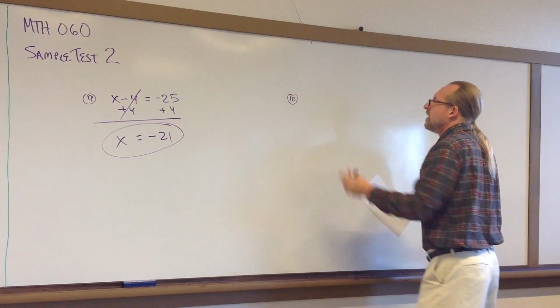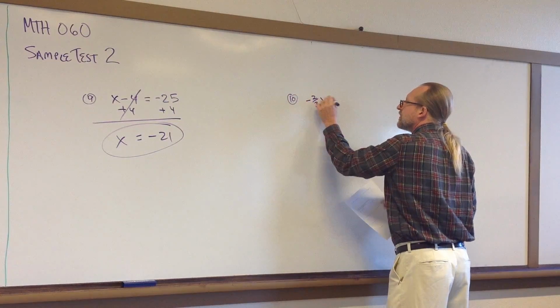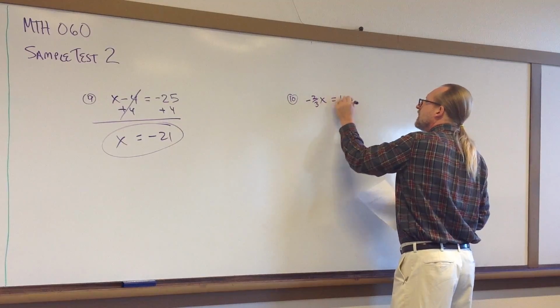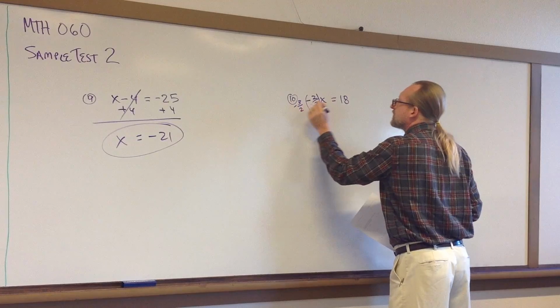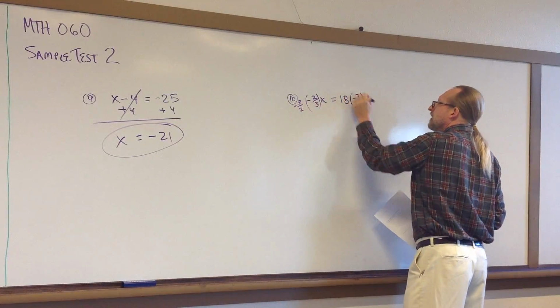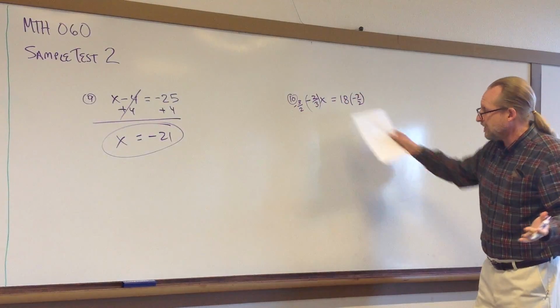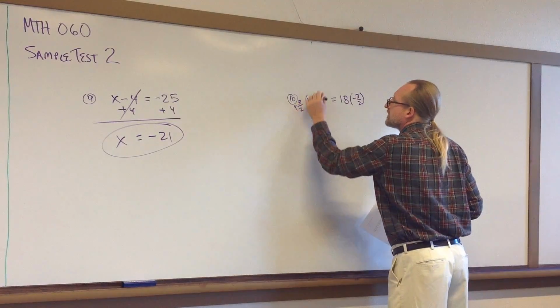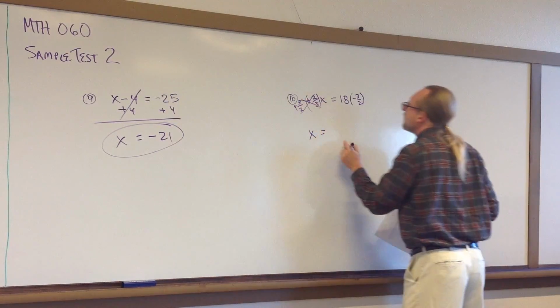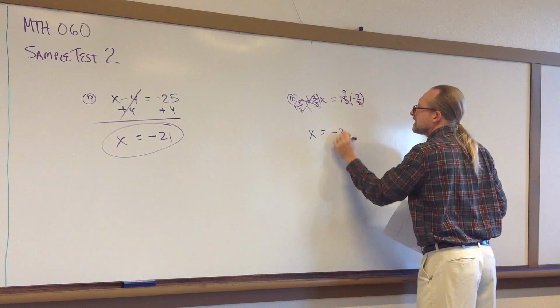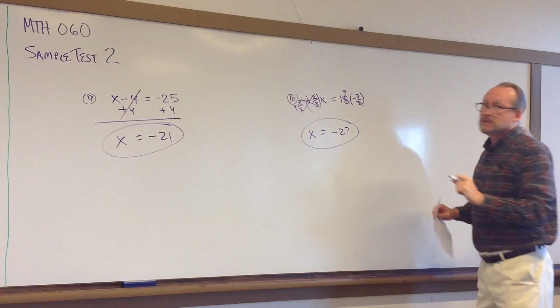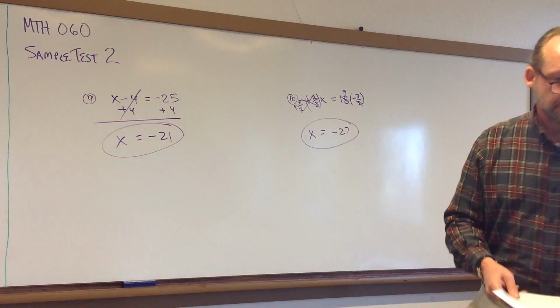Problem 10, negative 2/3 x equal to 18. So again, you can multiply on both sides by negative 3/2, or you can divide on both sides by negative 2/3. They have the same effect. Get the x by itself. Over on this side, let's see, 2 into 18 goes 9 times, so that'll make x equal to negative 27.